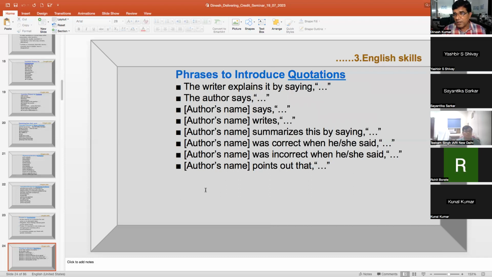Phrases for introducing quotations. Quotations, you know, are the sayings of some great people. You can say "the writer explained it by saying," and put your quotation in the brackets. You can also write "the author says," "Verma and Sharma say," or the author's name says, in inverted commas. Instead of "says," you can also say "writes" or "summarizes." "The author's name was correct when she said this." So there are a variety of ways to write quotations.